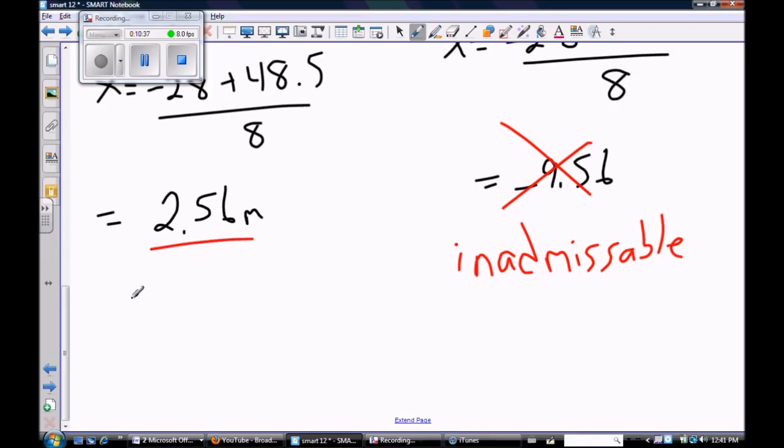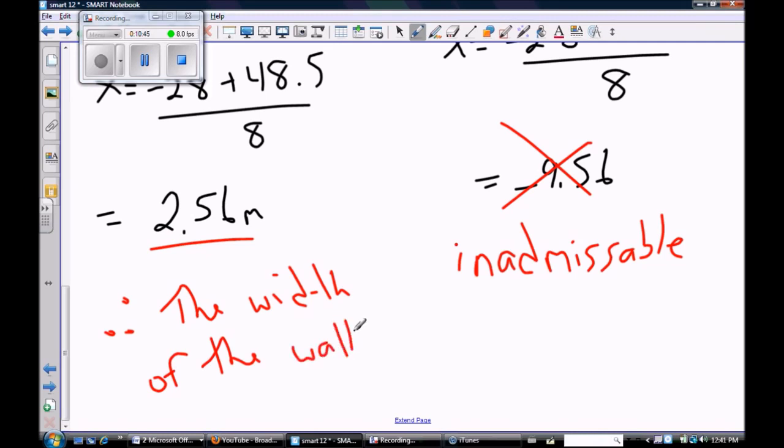Therefore, the width of the walkway is 2.56 meters. After we had set up the equation, this is a fairly straightforward question, just using the quadratic formula.